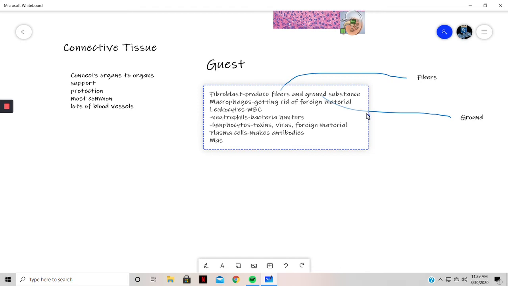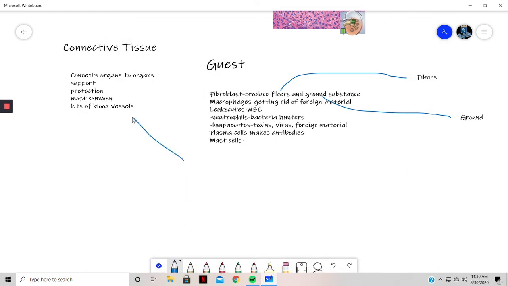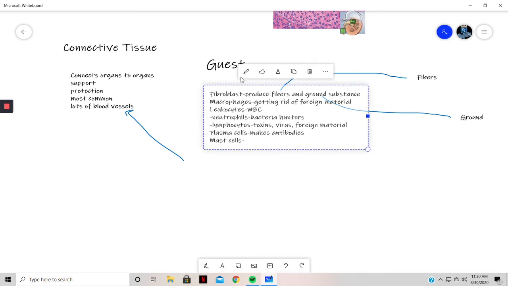Next up, mast cells. Now, we mentioned that connective tissue has lots of blood vessels. Okay, we mentioned that right over here. Lots of blood vessels. If you're going to have lots of blood vessels, you're going to want these mast cells. You're going to want these mast cells because they're going to help out with the blood vessels. Okay, they're going to help induce clots. Okay, but they're also going to help dilate and constrict the blood vessels.